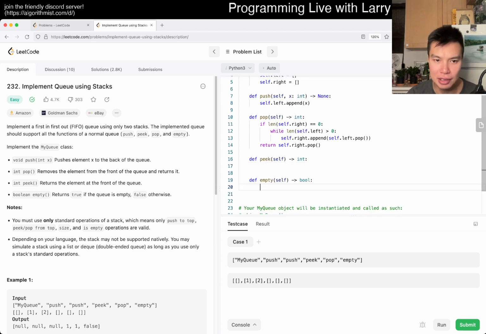Peek, so empty, let's do empty first. Basically return length of self.left plus length of self.right is equal to 0.